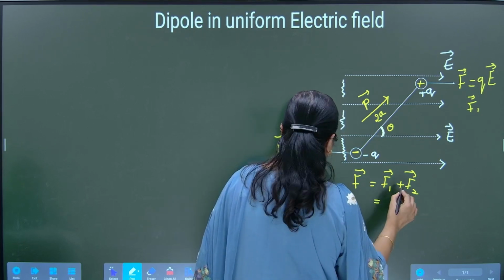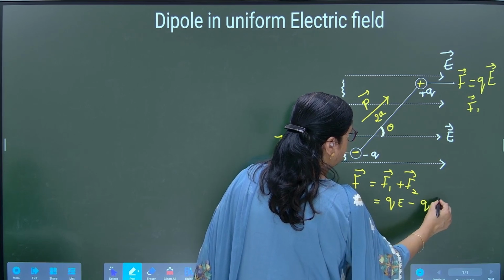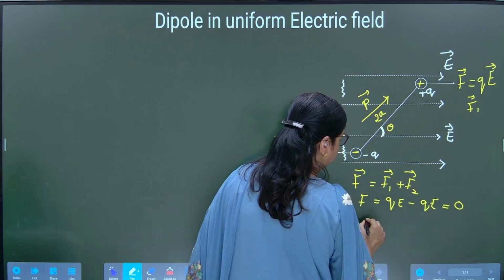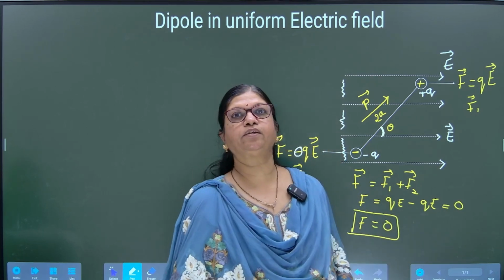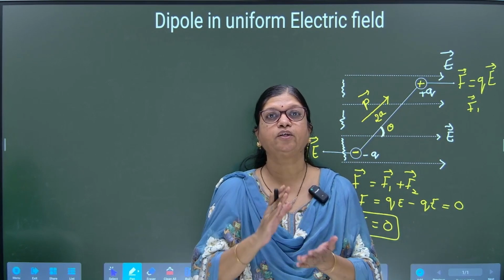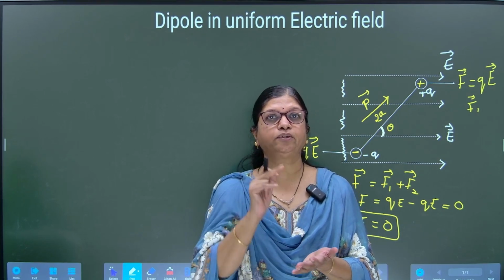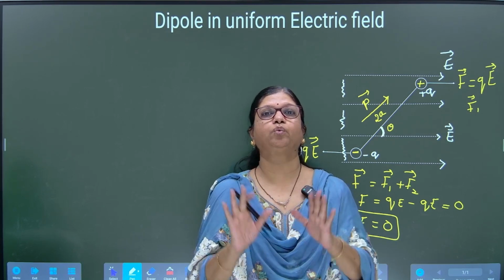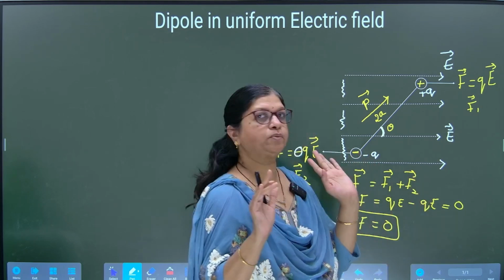Fine. Okay, so I can add their magnitudes taking into consideration the negative symbol also, or the direction also. Okay, so what is the total force? The total force is 0. Now this is a PYQ numerical question. You have to remember that whenever you place a dipole in a uniform electric field, the total force, the net force acting on the dipole is 0. Simple. Okay. Now net force is 0, which is to be remembered.